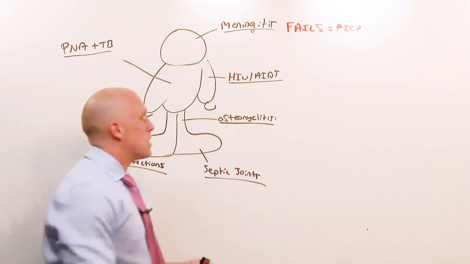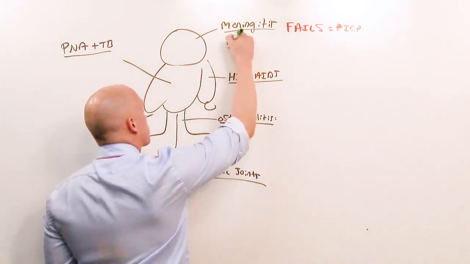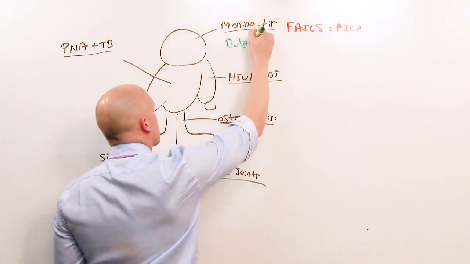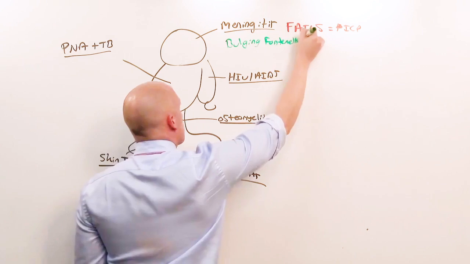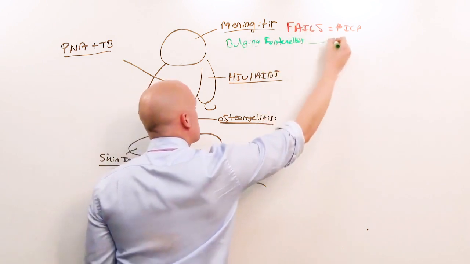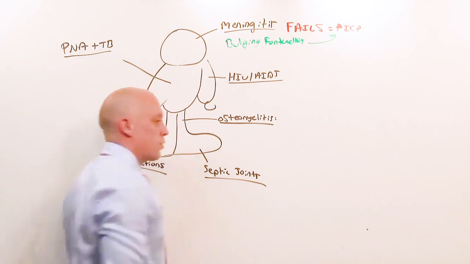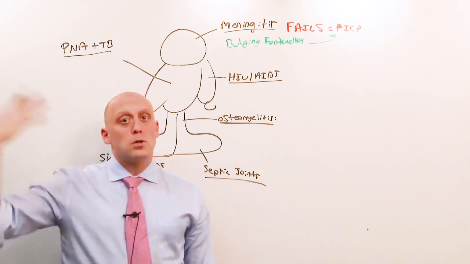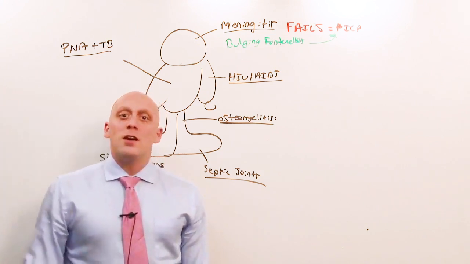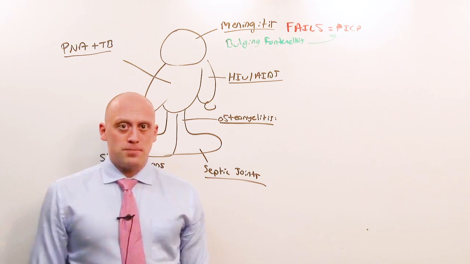In kids, they've got fontanelles. And bulging fontanelles are the equivalent of increased intracranial pressure. Just as sunken fontanelles mean dehydration, bulging fontanelles in a fussy baby are the signs of meningitis.